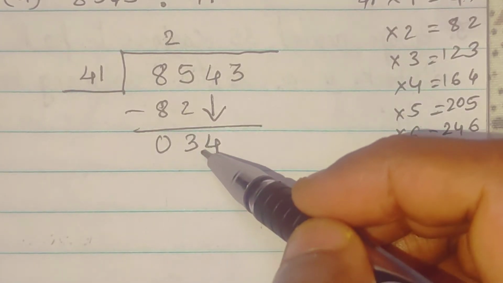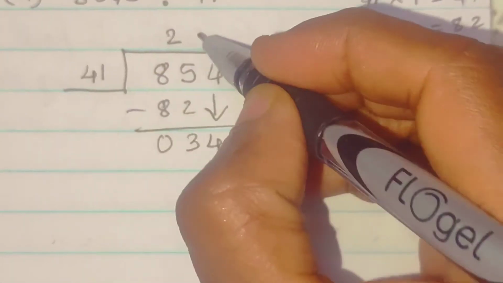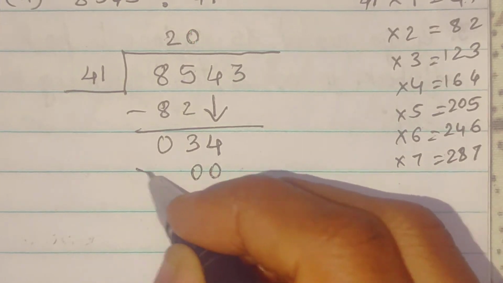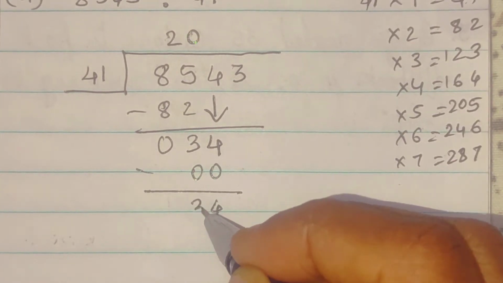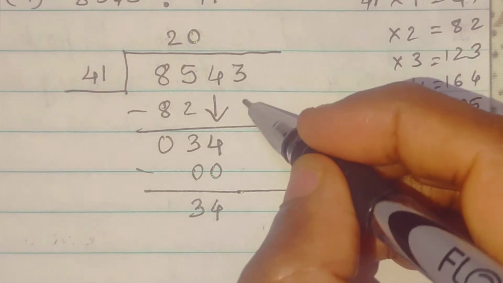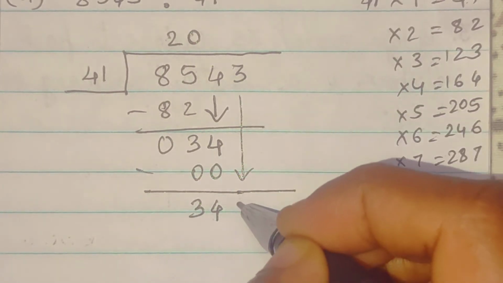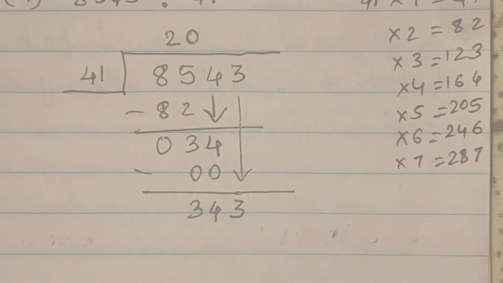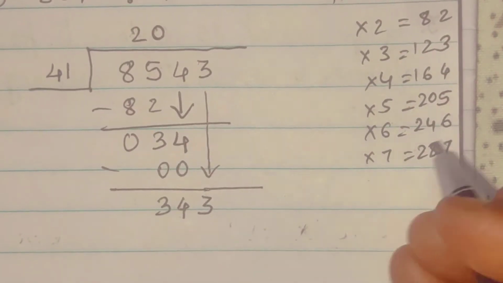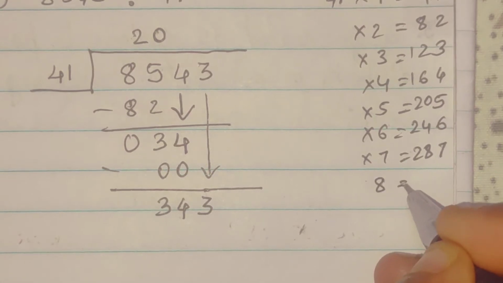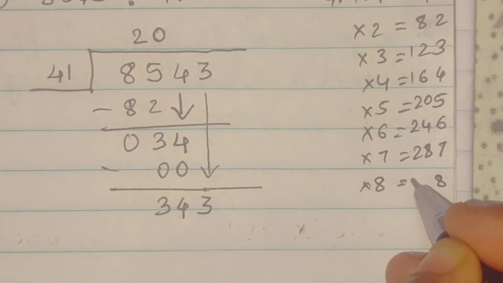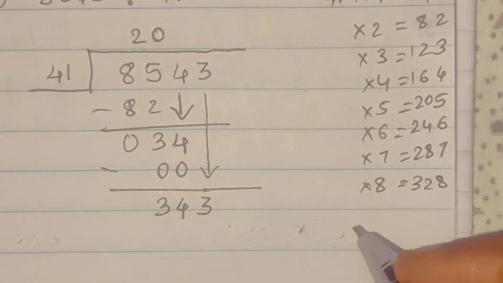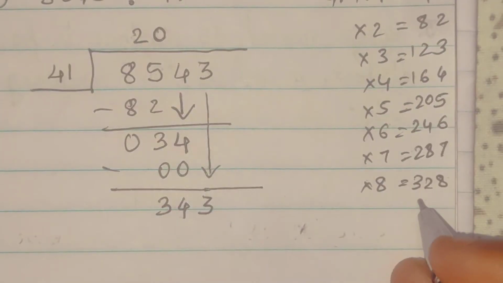41 के टेबल में 34 is not possible, so 41 zeros are 0. So after subtraction we got 34. Then this 3 will carry down, 3 को नीचे ले लेंगे. So now we have 343. यहाँ पे 287 मिला था ना, और एक करके देखते हैं. 8 1s are 8, 8 4s are 32. So here we got ये 328.